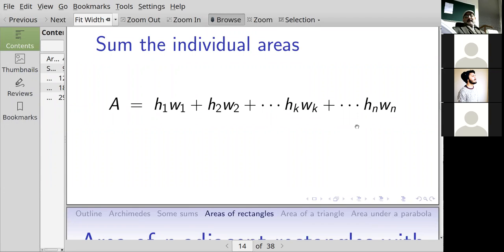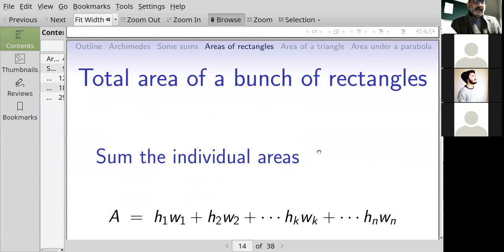Sir, can you please explain how we found the height of the rectangle under that parabola? Sorry, can you shout your question, please? Sir, can you please explain how we found the height of the rectangle under the parabola? Yeah.